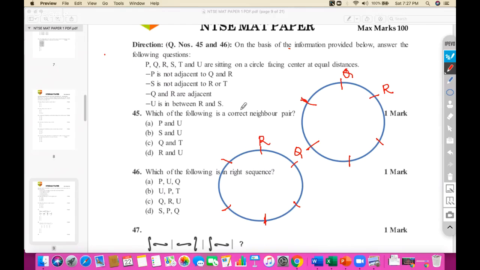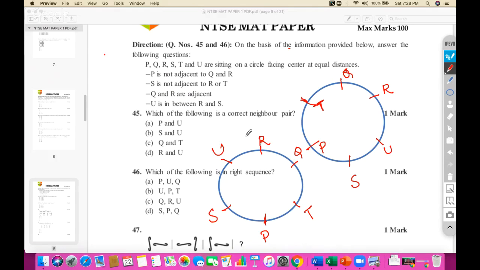Now U is between R and S. So it means that U would be here and S would be here. Now P is not adjacent to Q and R. So P cannot be here. So P would be here and then T would be here. So this suffices my case. Now P is not between Q and R, so P would be here in this case, and T would be here. Yes.